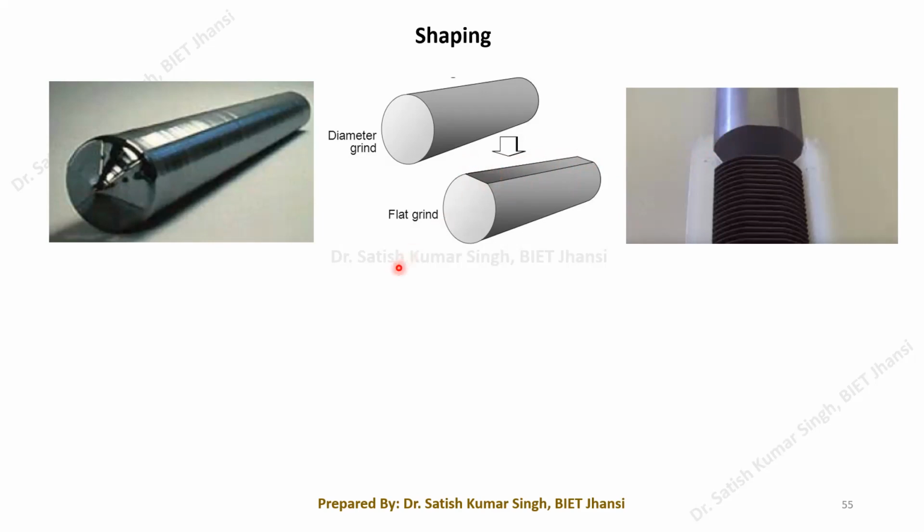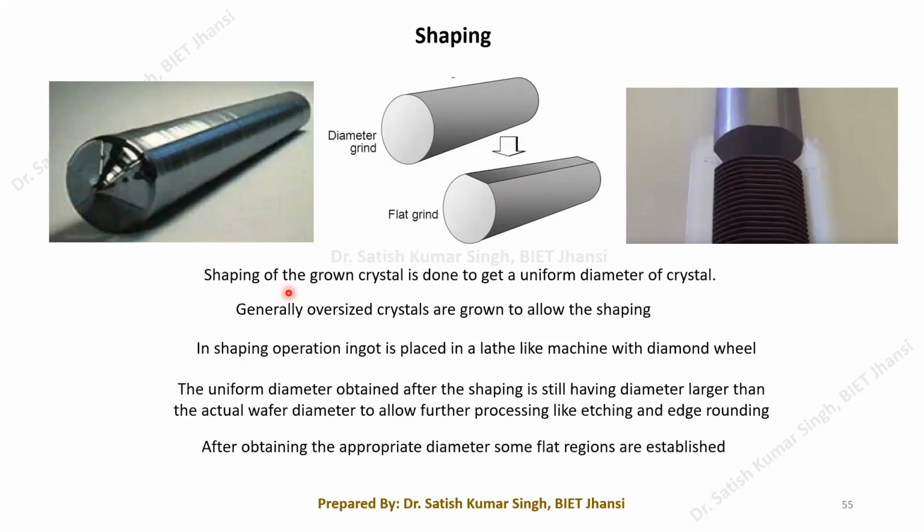So first of all, we want to make it a uniform diameter, and after that we need to make these flat regions. We have to make one or two flat regions. Fine. So basically, generally we do not have the uniform diameter of the crystal, so we have to get the uniform diameter by the shaping process.